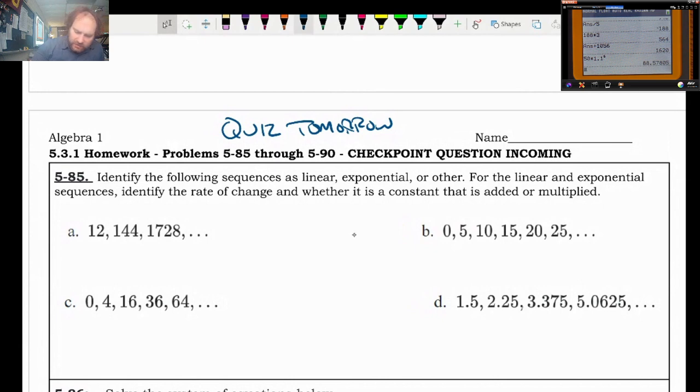Again, I got to fix this. I did update it, but not on this thing, apparently. No checkpoint question incoming on this one, but there is one coming up pretty soon, but we'll get there when we get there.